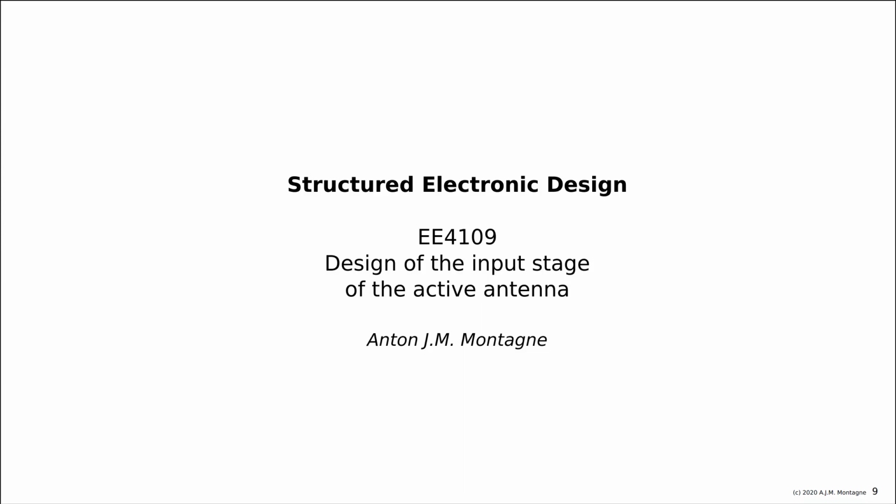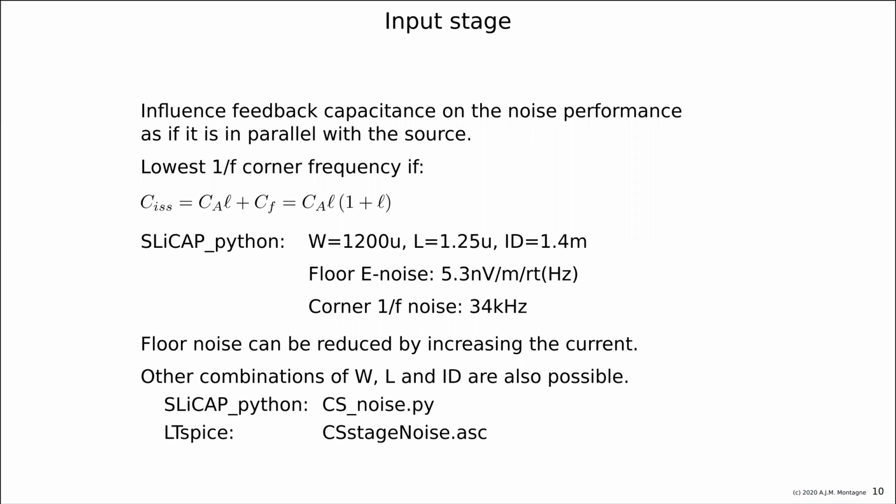We have already discussed the design of the input stage of the active antenna, but not in the context of a negative feedback amplifier. We have discussed it in the context of just having a CS stage connected to the antenna and then discussed the noise performance. If we discuss it in the context of negative feedback, I'm sorry for putting all the lines immediately here, I forgot to split it out, then we must consider the influence of the feedback capacitance on the noise performance.